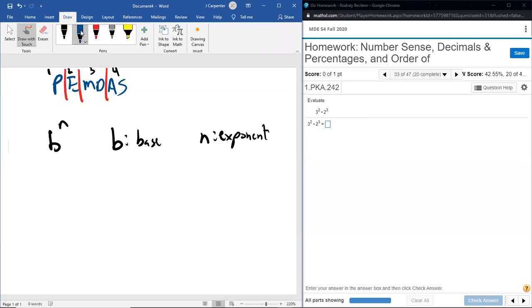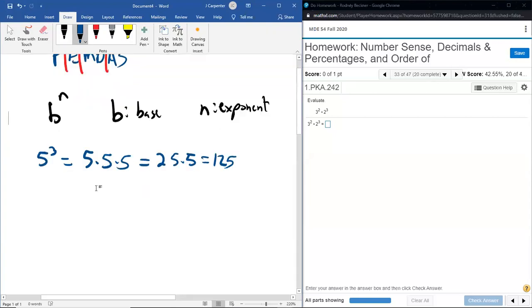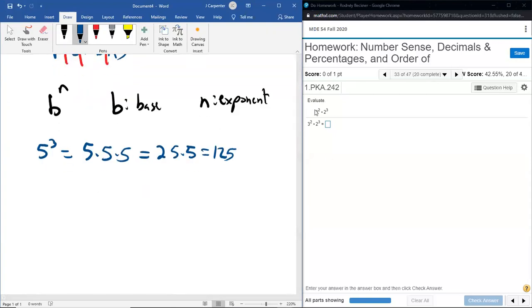So if we just had something like 5 to the 3rd, that would be 5 times 5 times 5. 5 times 5 being 25, and then 25 times 5 would be 125. But this is not just as easy as that. It's 3 squared times 2 cubed.